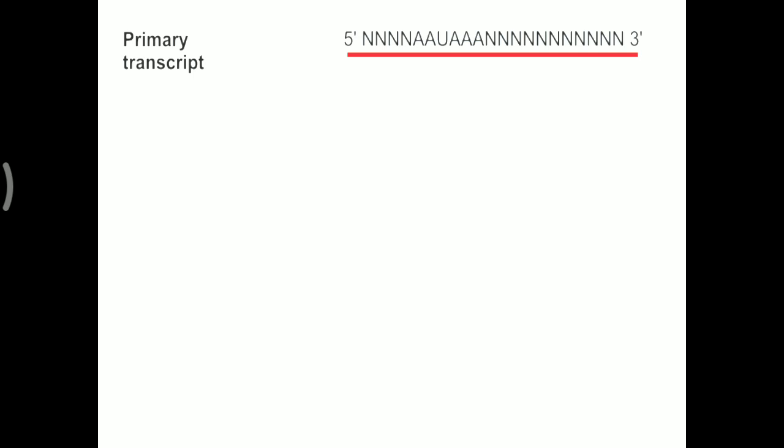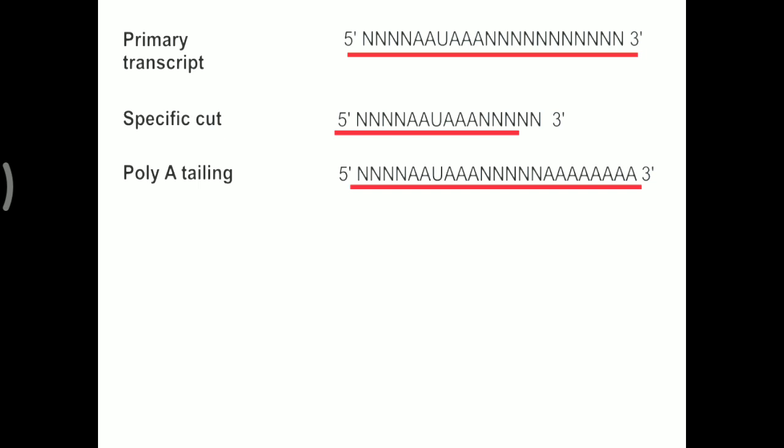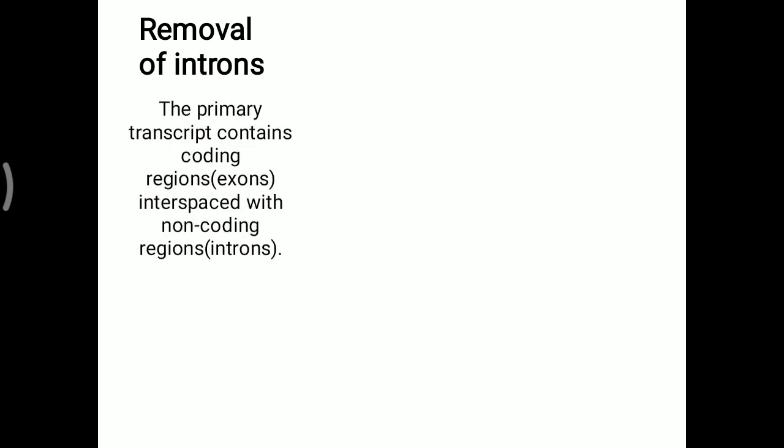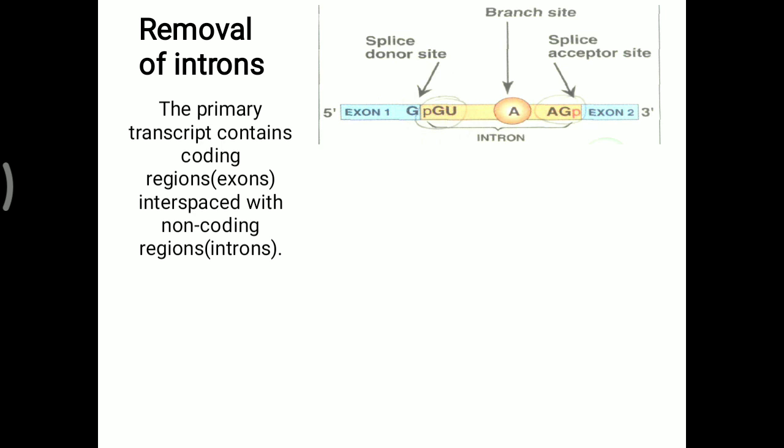Further, a summary is given: the primary transcript is cut specifically by the endonuclease enzyme, then the poly A tail and 5' capping are generated. All this mostly occurs inside the nucleus. Then comes removal of intron. The primary transcript contains coding regions, called exons, and between these exons are interspersed non-coding regions, called introns. In the picture it is shown that the exon molecules are the coding regions, while the non-coding regions are called introns.